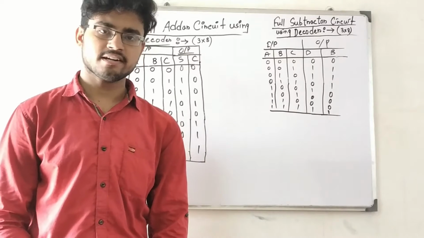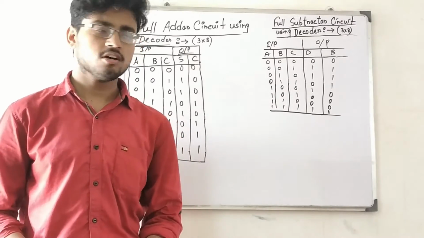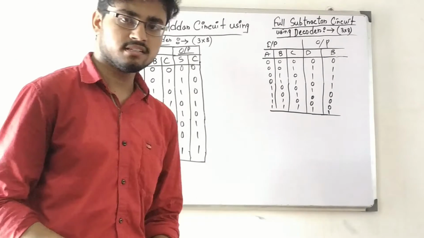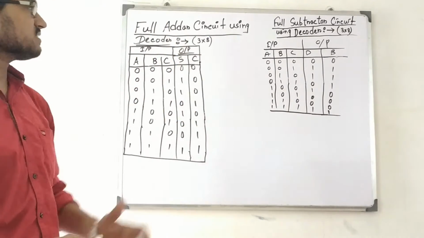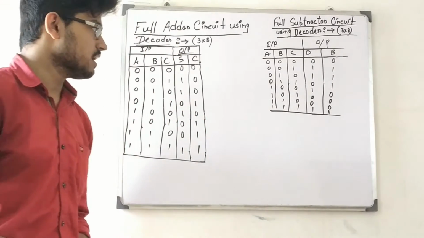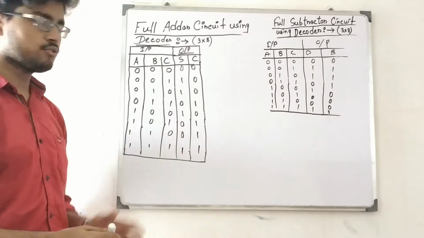In the previous lecture we started the decoder circuit. So now we will see two applications of the decoder circuit. First is the full adder circuit using the 3x8 decoder circuit. The second is the full subtractor circuit using the 3x8 decoder circuit. It's very simple, as we have learned how to build the decoder circuit using the truth table.